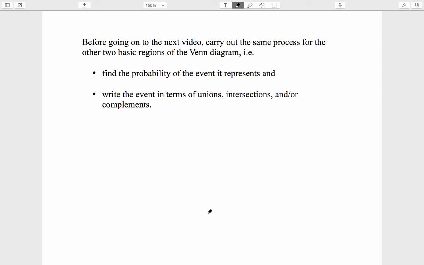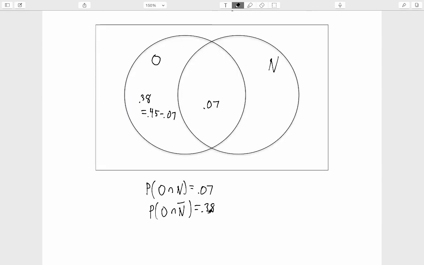Before going on to the next video, carry out the same process for the other two basic regions of the Venn diagram. That is, for each of the other regions, find the probability of that region and write that region in terms of unions, intersections, and complements.